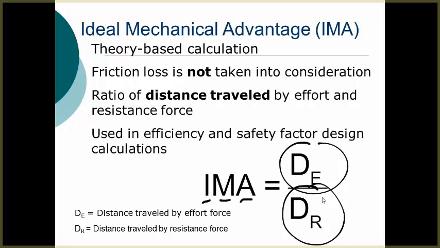Since we're talking about distance, we could be talking about feet divided by feet, or maybe meters divided by meters. Either way, we're talking about two different distance units, so those cancel out, and our ideal mechanical advantage is a unitless number.